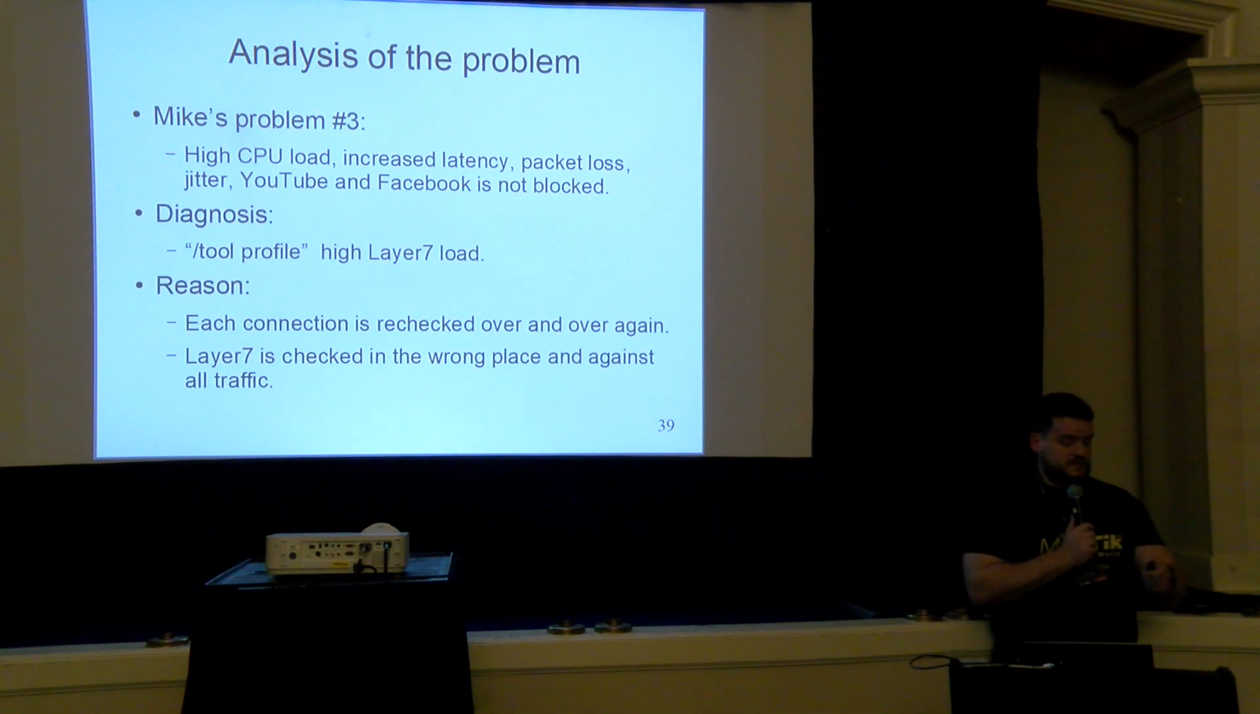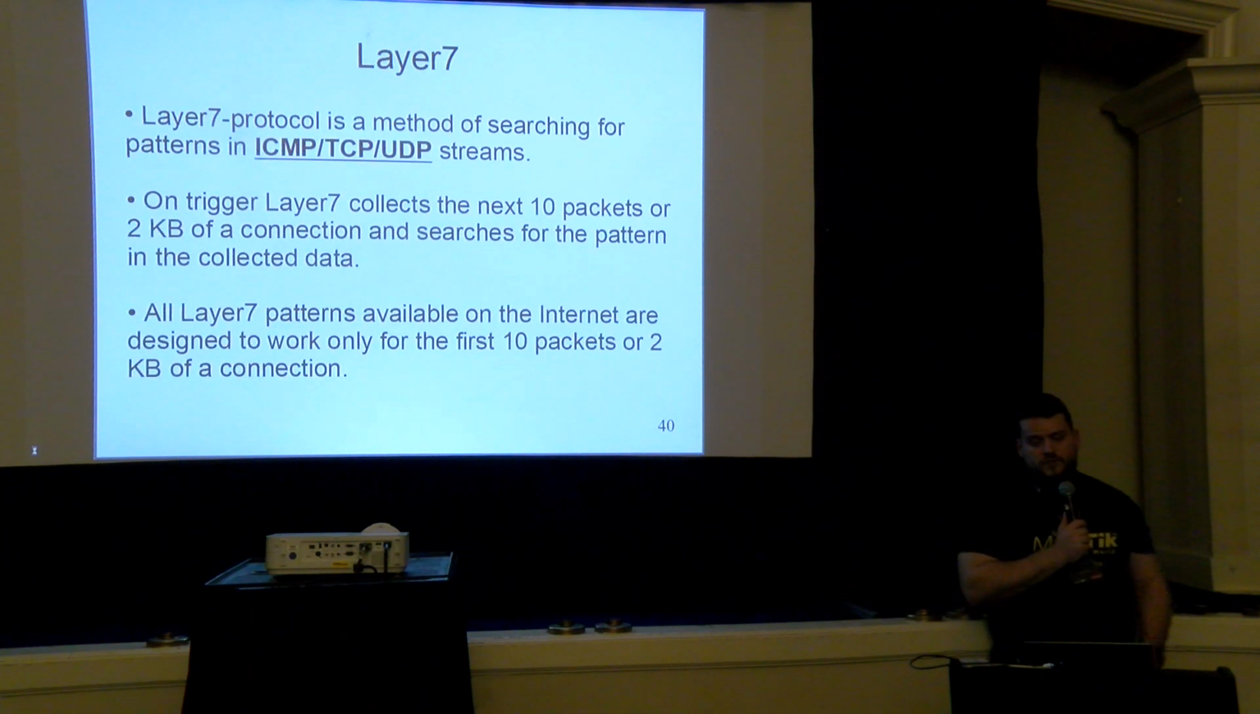To understand what's going on, the problem is basically that layer 7 is checked in the wrong place against all the traffic. So what we need to understand is that layer 7 is a method for searching patterns in ICMP, TCP, and UDP streams. And that pattern needs to be checked against some section of the connection. You cannot check it with one packet.